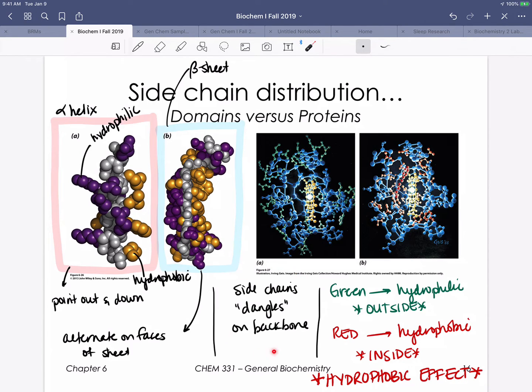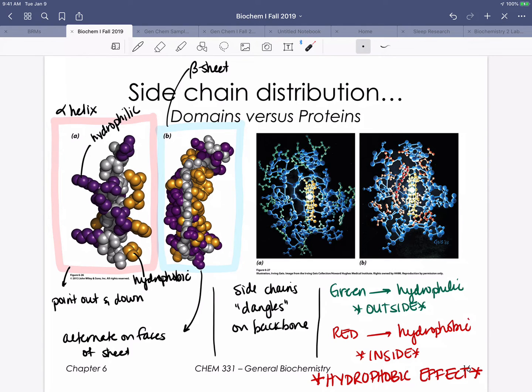And again, the commonality is that we're going to represent all of our side chains, whether they're on alpha helices or beta sheets, as dangles on a backbone, and where they're going to live depends a lot on their hydrophobicity or hydrophilicity. Things that are hydrophilic, water-loving, like to be on the outside. Things that are hydrophobic like to be on the inside. That is the premise of the hydrophobic effect. The hydrophobic effect is defined as the tendency of nonpolar substances to minimize their contact with water.